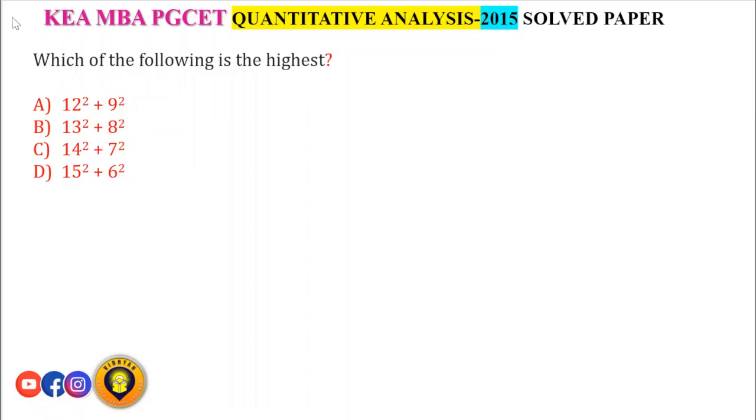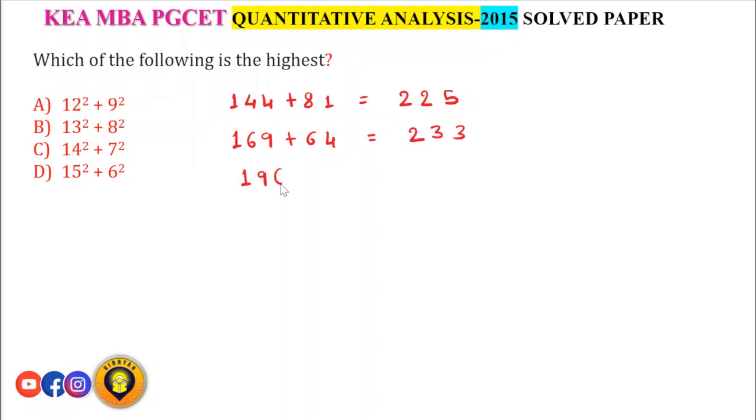Which of the following is the highest? 12 square plus 9 square. 12 square is 144, 9 square is 81, so 144 plus 81 is 225. 13 square plus 8 square, which is 169 plus 64, equals 233.